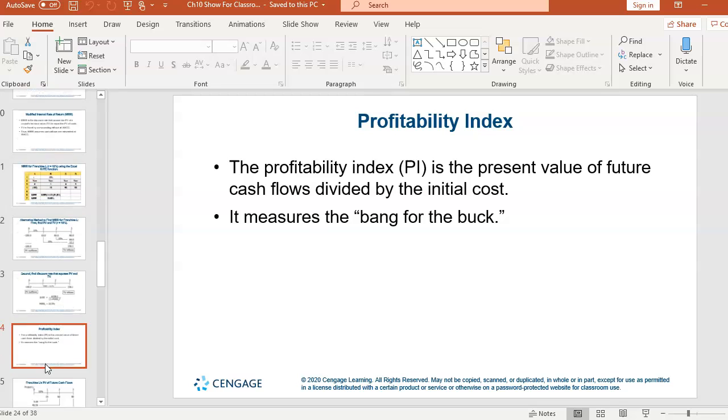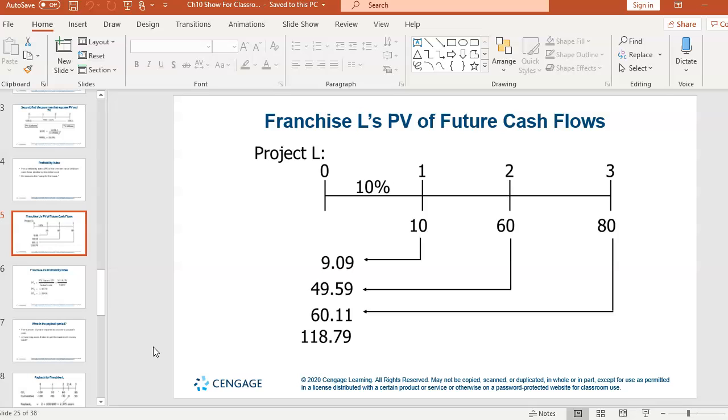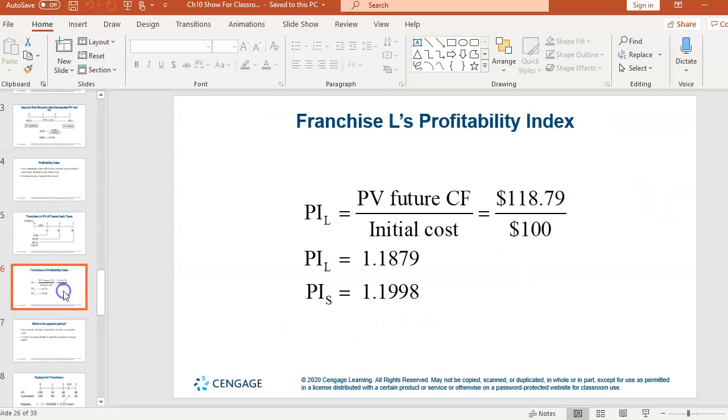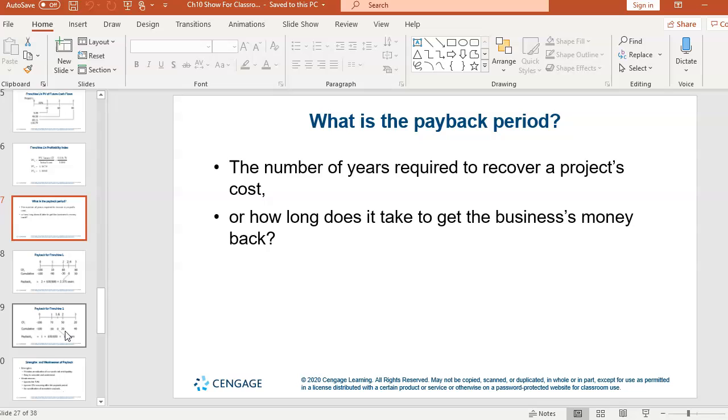Okay. Then another one that we can use is called profitability index, or the PI, the present value of future cash flows divided by initial cost. Measures bang for the buck. The higher, the better. Okay, so we'll go back to a project where we're going to get all the present value of future cash flows. For this one it's 118.79. I take that 118.79 and I divide it by the initial cost, and I get a PI of 1.1998. And again, the higher that is, basically the more valuable the project is, the better the project is.